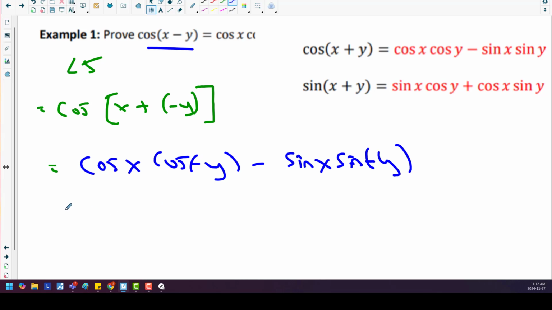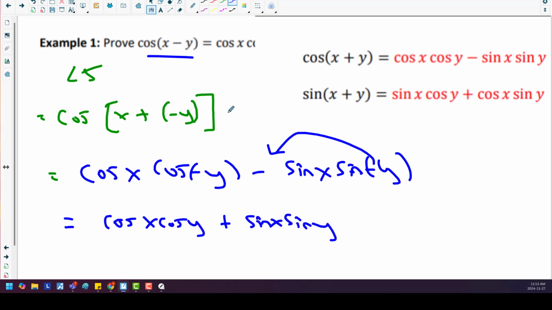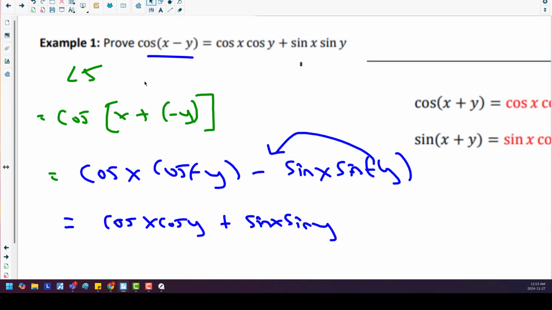And hopefully you remember from the even odd functions that if I have an even function, if I substitute a negative value in, it's equivalent to the positive value. So here it's just cos x cos y. The negative y doesn't change anything. But if I have an odd function, then what that negative sign does is multiply the function by -1. So this becomes plus sin x sin y, and that is the proof, I think. Yeah, that's it, done. Left hand side is equal.